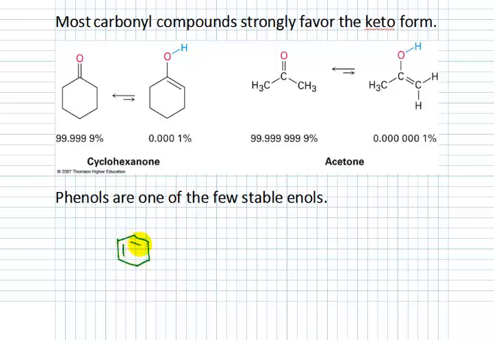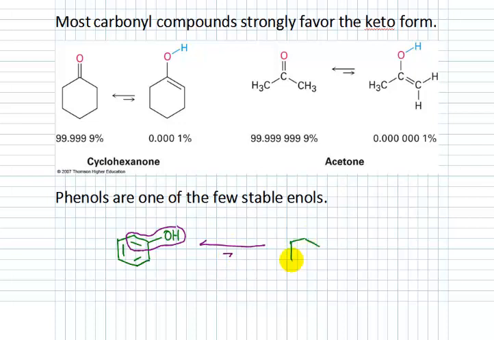If we draw phenol, it's benzene with an OH. We don't usually think of it as an enol, but it is. If you look at the OH and it's attached to the ring, the OH is directly on a double bonded carbon. So technically, that's an enol. That is at equilibrium, actually, with its keto form, but in this case, the enol form is strongly favored.